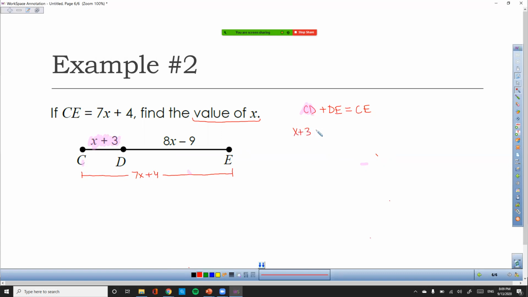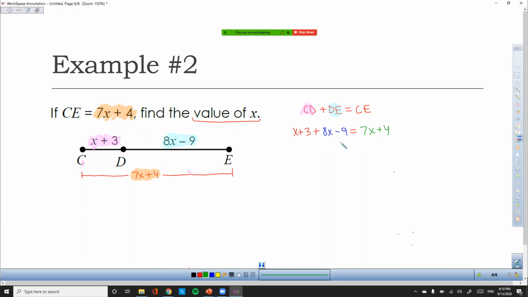x plus 3. Plus, how much is DE? How much is the length of segment DE? Well, DE, they told me, is 8x minus 9. So let's substitute it into the equation here. Plus 8x minus 9, and that's going to equal the length of segment CE. In this case, what did they tell me the length of segment CE was? 7x plus 4, and they tell me right here. The length of segment CE is 7x plus 4. So I substitute it into my equation. 7x plus 4. And there you go.